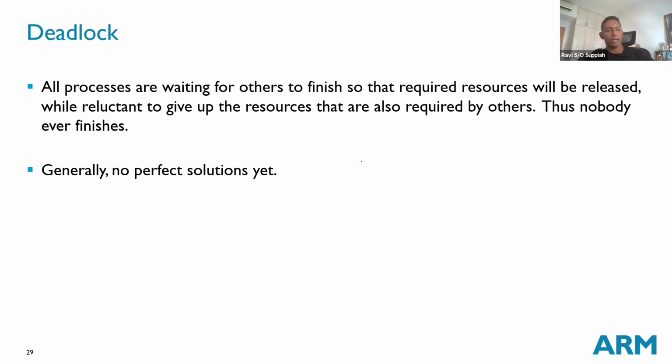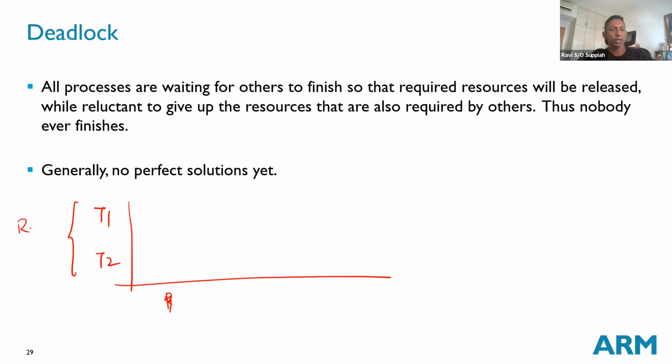All right, so what is a deadlock? A deadlock is where you have processes waiting for others to finish so that all the resources can be released. So for example, I have task 1 and I have task 2. Let's say both of them have shared resources, R1 and R2. Both of them require R1 and R2 to function.